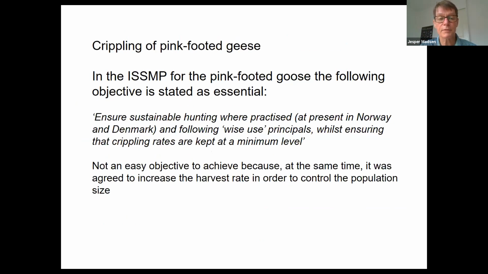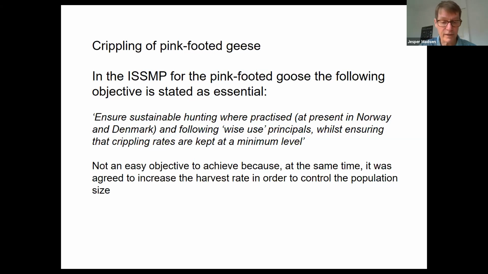In the international single species management plan for the pink-footed geese, the following objective is stated and regarded essential: ensure sustainable hunting where practiced at present in Norway and Denmark, following wise use principles, whilst ensuring that crippling rates are kept at a minimum level. This is what is set in the plan.